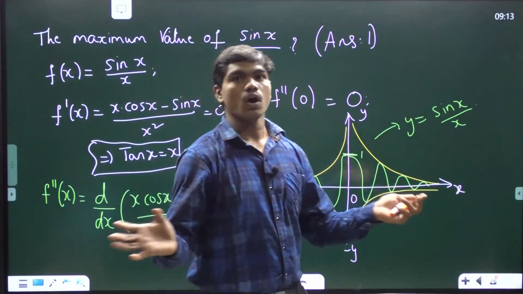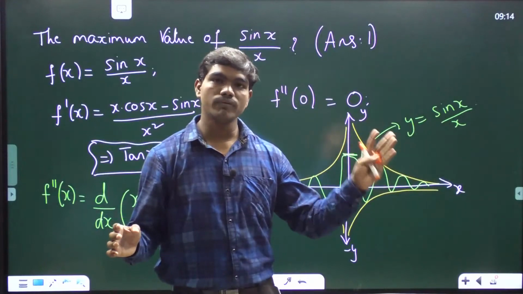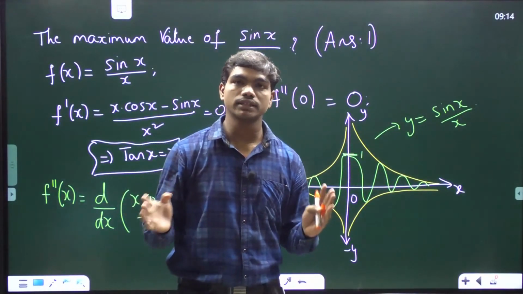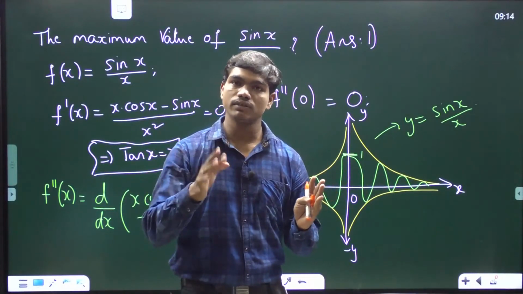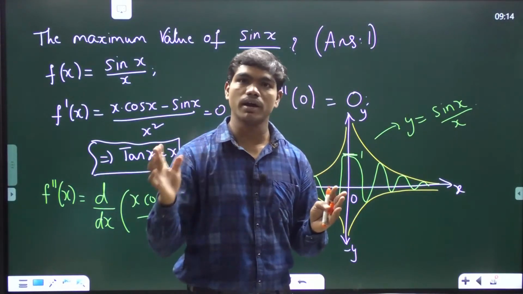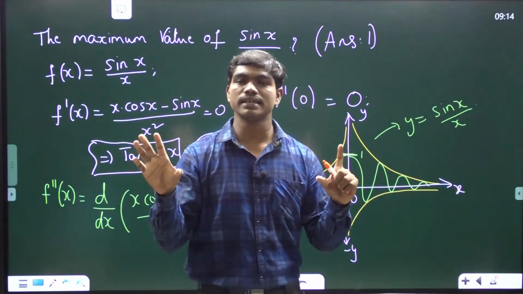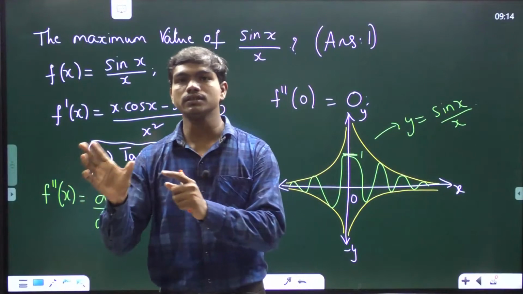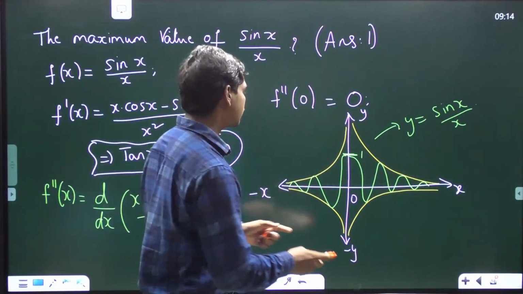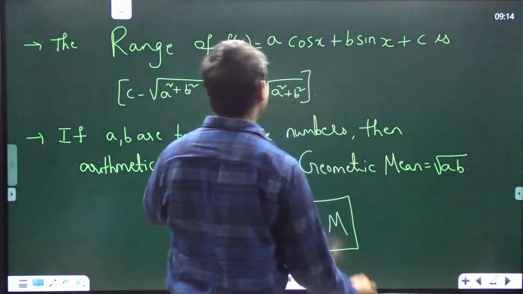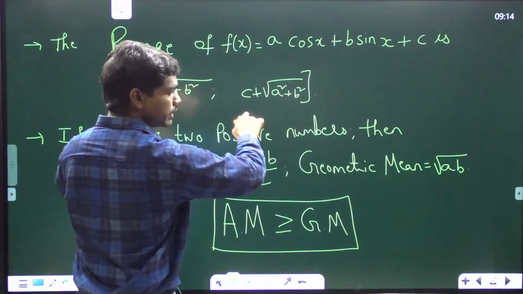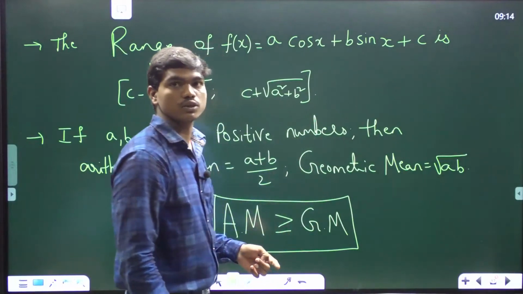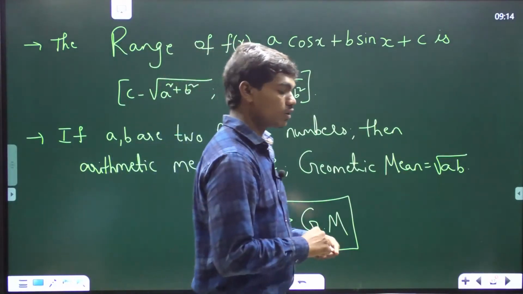Range is nothing but the set of all values from the minimum value of the function to the maximum value of the function. For example, Monica, the range of sin x is from -1 to 1. Similarly, if a function has a maximum and minimum, we enclose the values in a bracket such that the left limit is the minimum value of the function and the right limit is the maximum value. And for this function, if you want the analysis, I could give you tomorrow why these values are coming: c minus root of a square plus b square and c plus root of a square plus b square. Please make a note of these things.